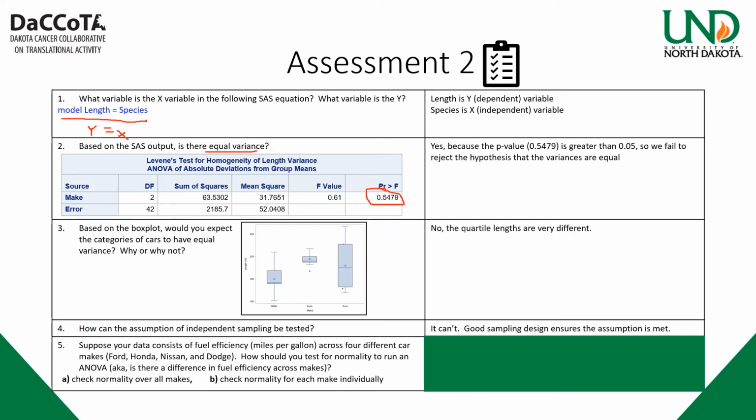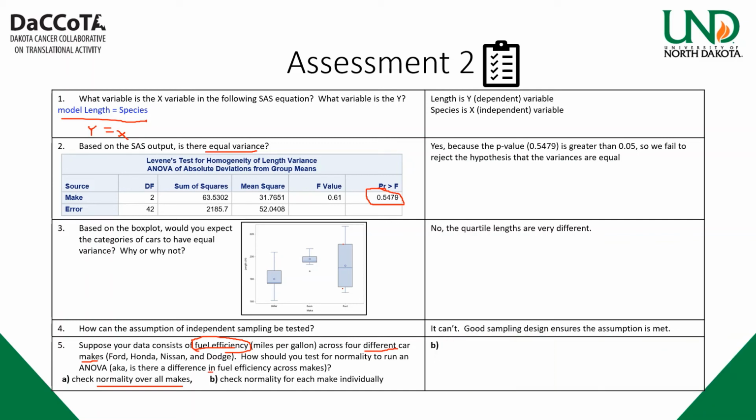And number 5, we want to do a test on fuel efficiency across 4 different car makes, so 4 different groups. How should you test for normality to run an ANOVA? We can either check the normality over all makes, so just fuel efficiency, or normality for each make individually, so fuel efficiency by car. The correct answer is B, fuel efficiency by car. Kind of like we did with the fish, we need to check each car's distribution.